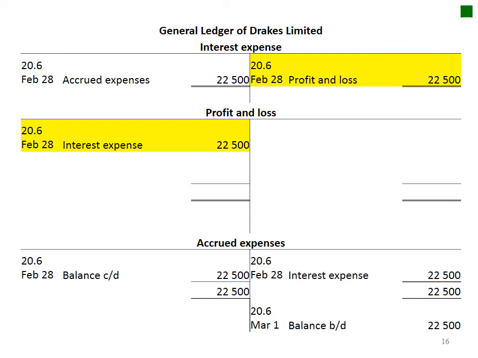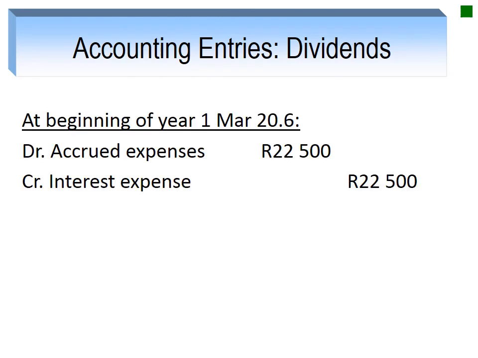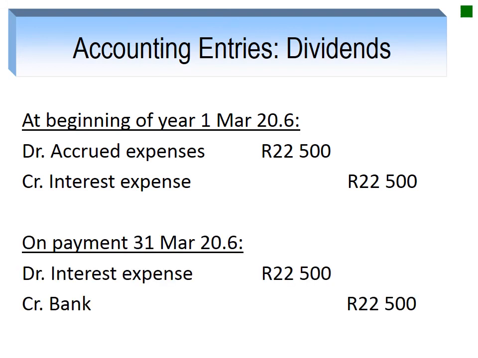And then at the end of the year, we'll have an amount owing of 22,500, which is like your shareholders for dividend account, but it's not quite the same, because the interest expense is an accrued expense, so we include it as part of accrued expenses. Then in the next year, on the 1st of March, remember at the beginning of the next year, you must always reverse your accrued expenses. So you will debit accrued expenses and credit interest expense.